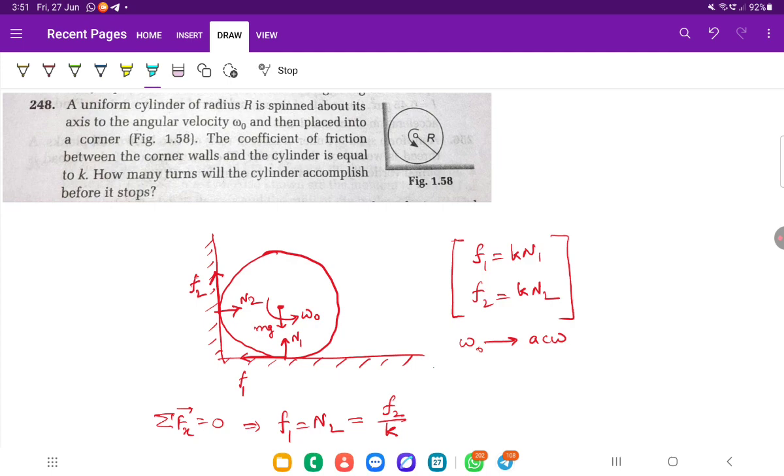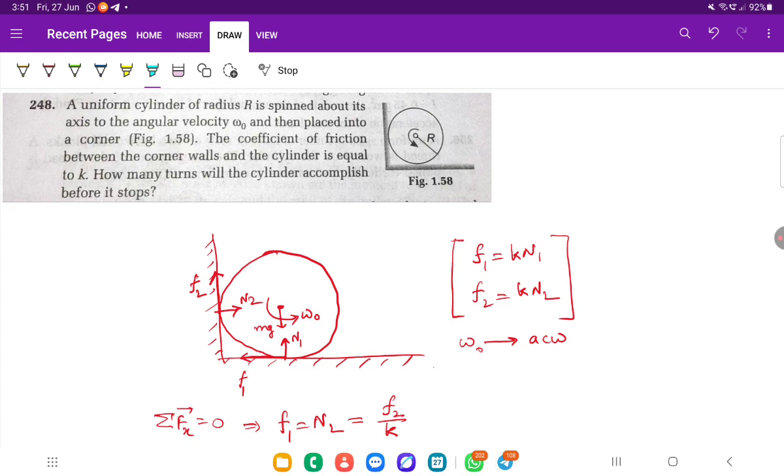Obviously the equilibrium and Newton's laws of motion concepts will be there to solve this problem, because in mechanics every chapter is almost correlated. So you can't just put it in a single chapter and say this question is from that chapter, right?